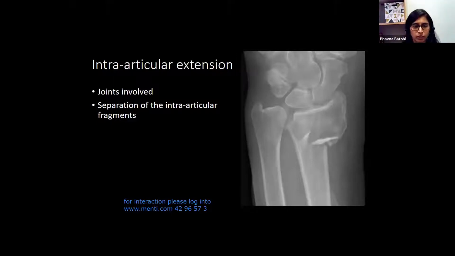So when we talk about intra-articular extension, I generally describe it if it's more than 2 millimeters. Anything less than 2 millimeters, I don't usually measure. So when you're describing intra-articular extension, make sure to detail which joints are involved. So here, for example, the fracture extends to the radiocarpal joint, but in some instances, it may also extend to involve the distal radioulnar joint, as it does here as well. Also, I describe the separation of the intra-articular fragments, so that distance there. So describe the separation of the intra-articular fragments either in an anteroposterior or mediolateral plane, depending on the site of the fracture as to which is most appropriate.